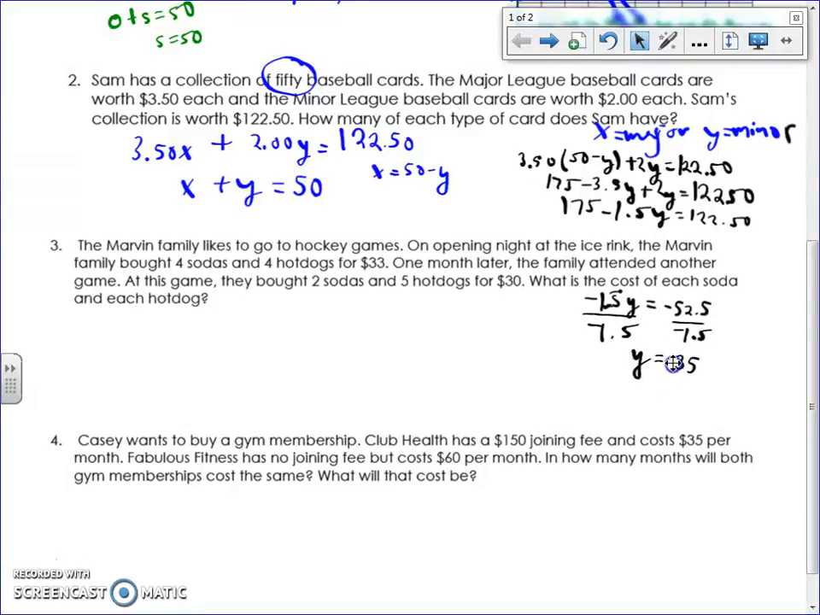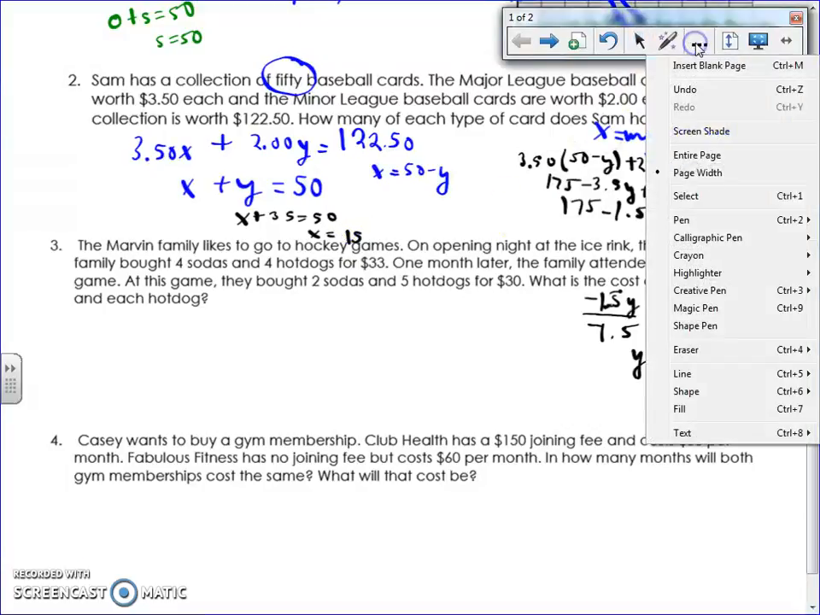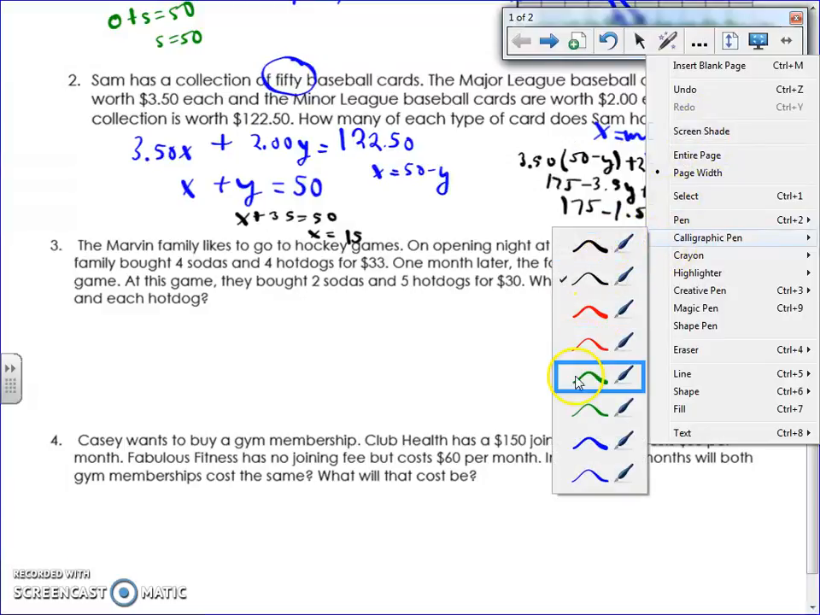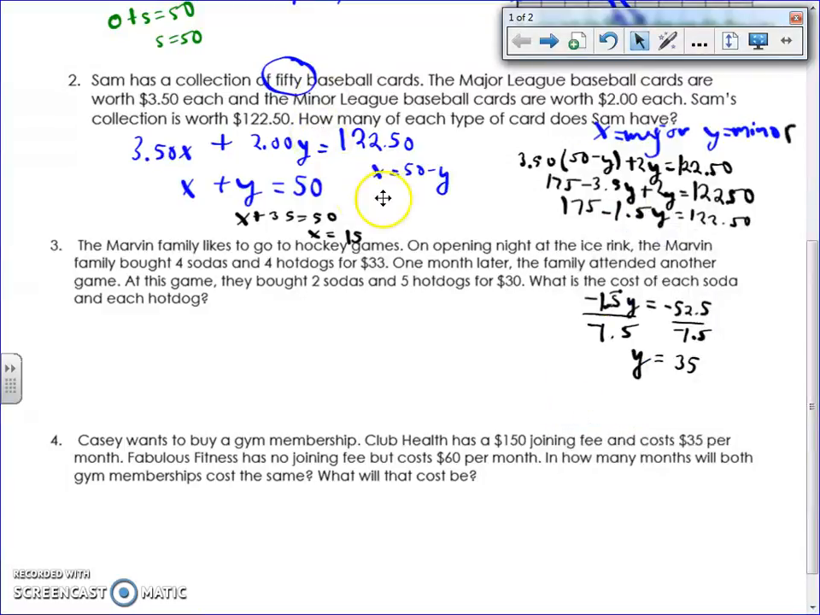Okay, so that's my minor league amount of cards. And then to solve for my major league, I'm going to plug in 35 back in here for y. So I would have x plus 35 equals 50. Subtract 35 from both sides, and I get x equals 15. So I have 15 major cards and 35 minor.